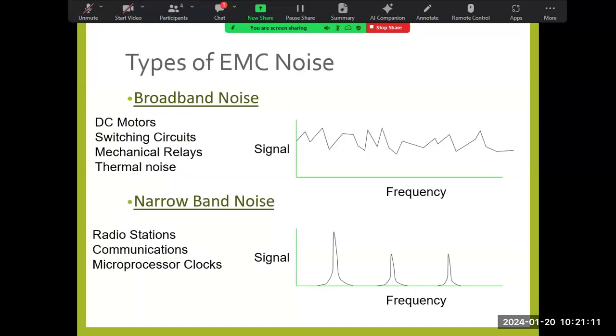So DC motors cause a lot of broadband noise. Anytime you have arcing, anytime you switch something on and off, you have a broadband noise, which is the direct delta, and then you have noise across the spectrum. Narrow band noise is very interesting because it has harmonics. You have radio stations, you have communications, microprocessor clocks, and Bob will tell you how you spread that noise across the spectrum.